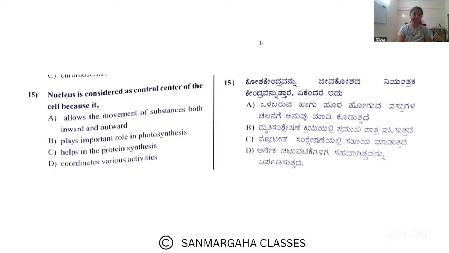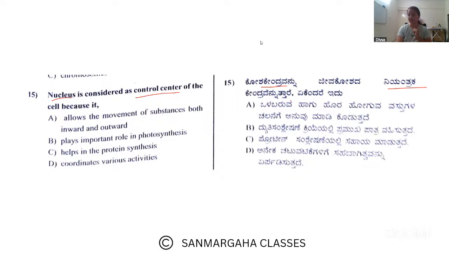Nucleus is considered as control center of the cell. Why? There are 4 options. We have to analyze each one and then find one correct answer for that. Okay, because it allows the movement of substances both inward and outward. Is that so?